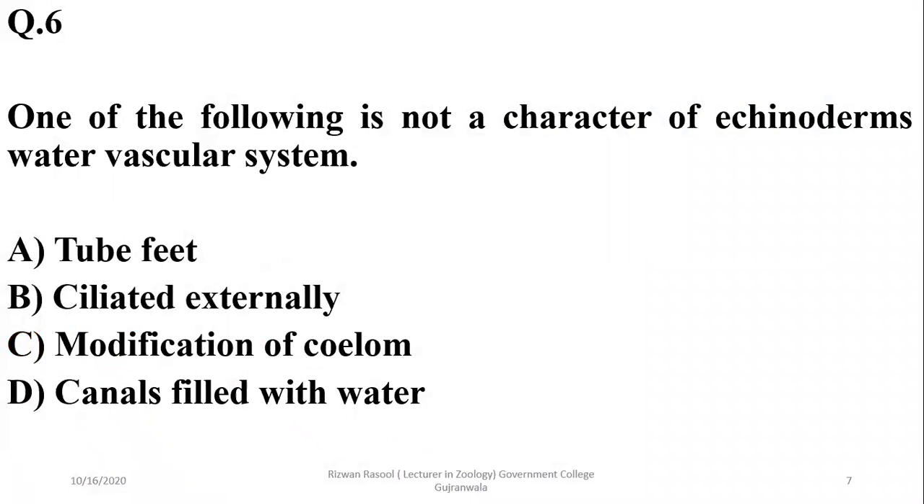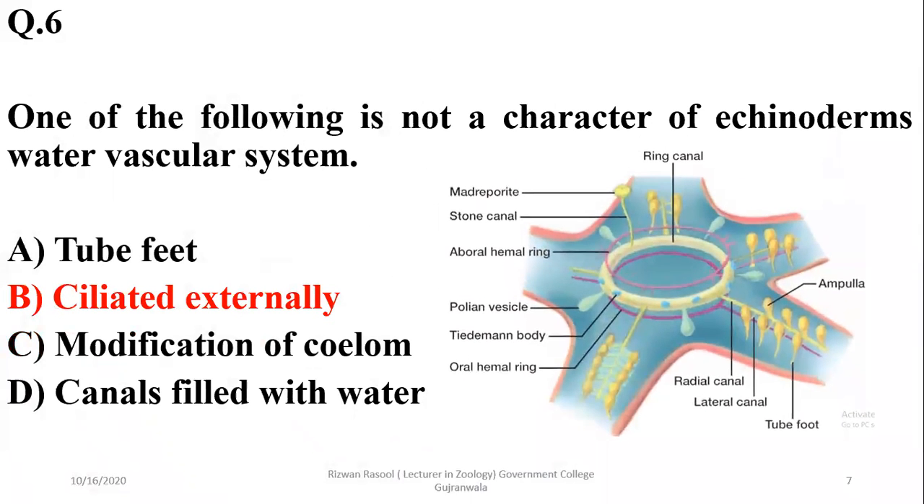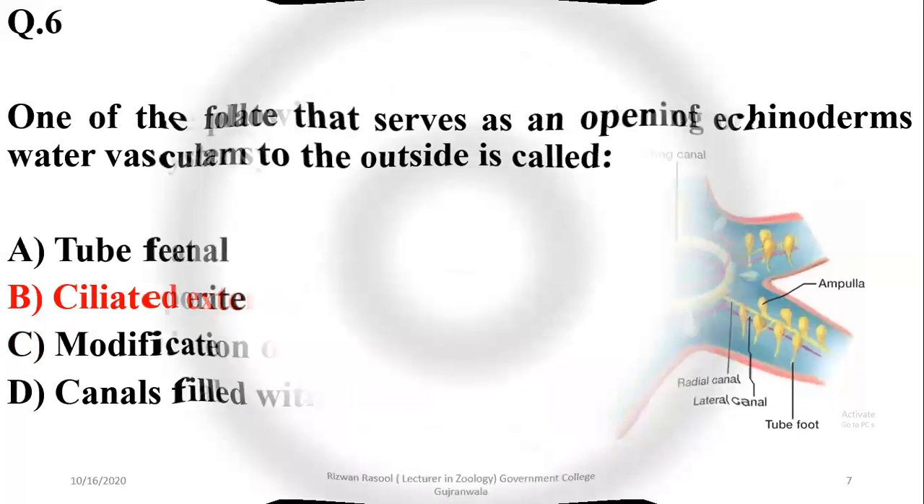Number 6. One of the following is not a character of echinoderms' water vascular system. Tube feet are their characteristic modification of coelom, and canals are filled with water, but having ciliated structures externally is not their feature. Water vascular system has extensions such as tube feet. It is a modification of coelom, and their canals are filled with water, but external cilia are not present. So the right option is beta.